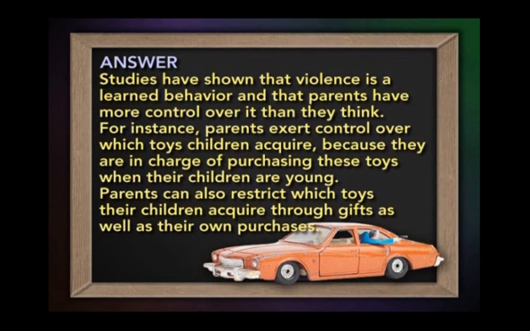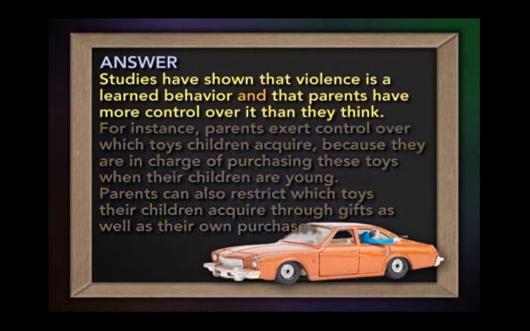Next paragraph. Studies have shown that violence is a learned behavior and that parents have more control over it than they think. For instance, parents exert control over which toys children acquire because they are in charge of purchasing these toys when their children are young. Parents can also restrict which toys their children acquire through gifts as well as their own purchases.